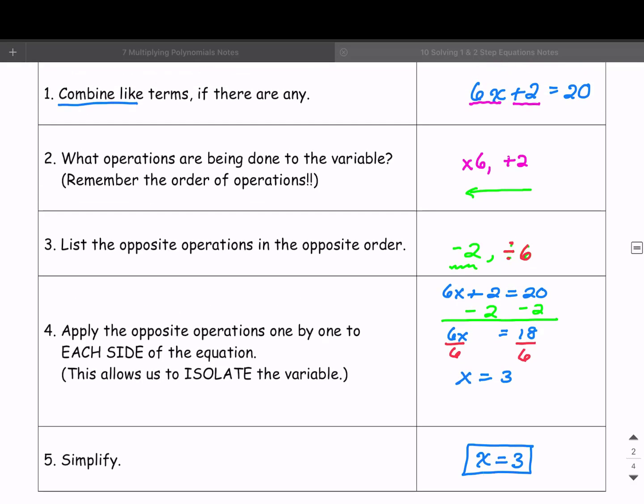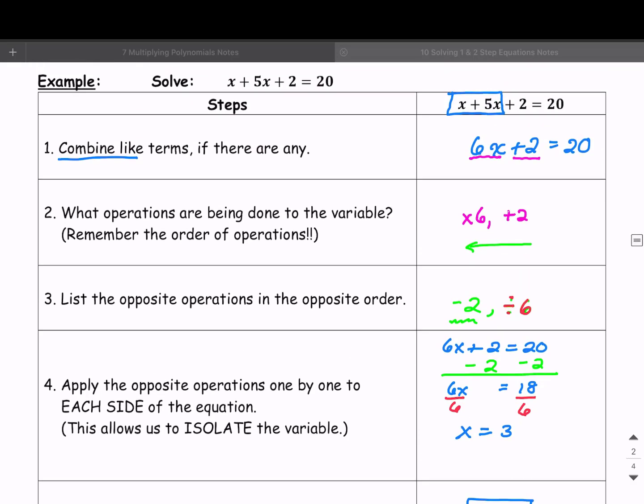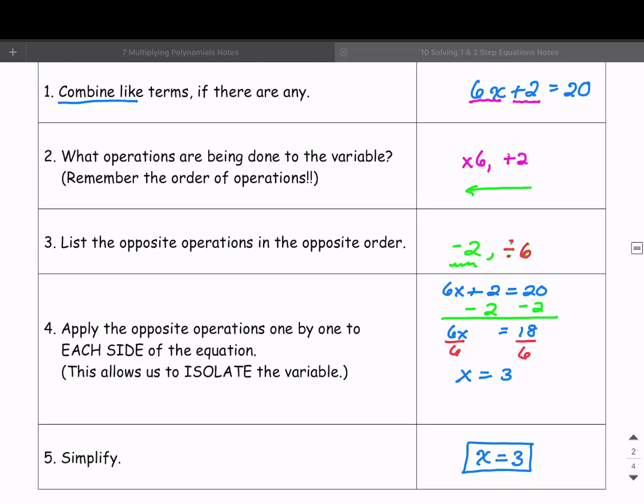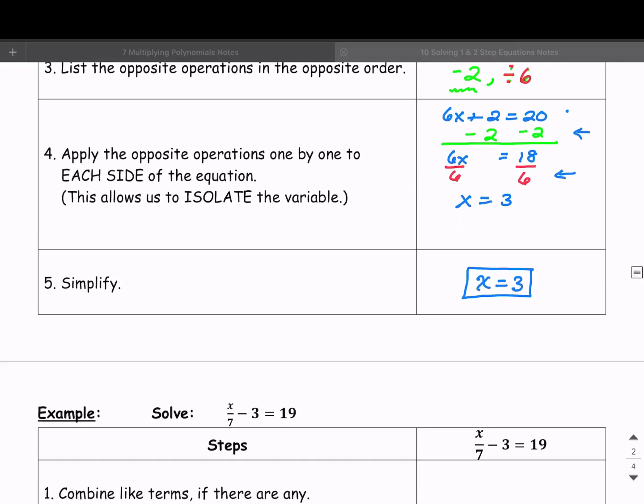So if you look at what we did, first thing we did was combine any like terms. Then we looked and we said, all right, if I was going to be plugging something in for x, I would first multiply by 6, then add 2. We figured out the opposite operations in the opposite order. Subtract 2, divide by 6. And that's what we did to both sides of the equation. First, we subtracted the 2, then we divided by 6, and that gave us our solution. Let's try another one.